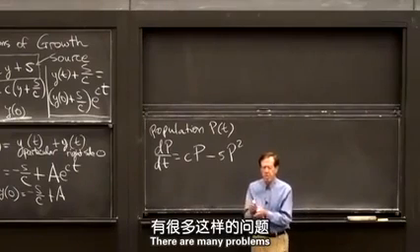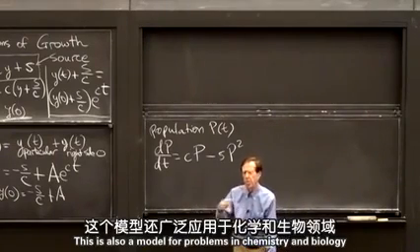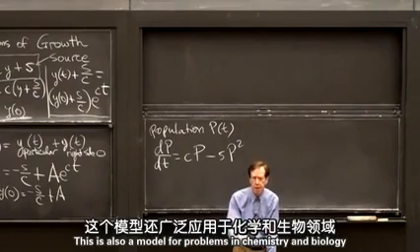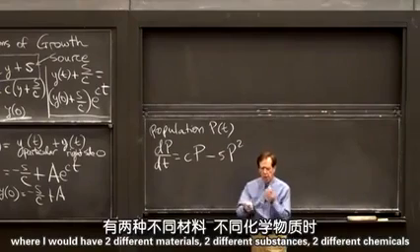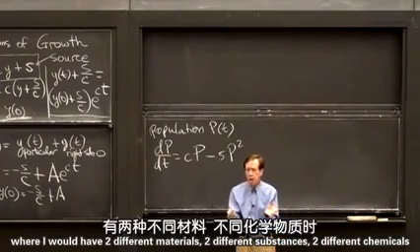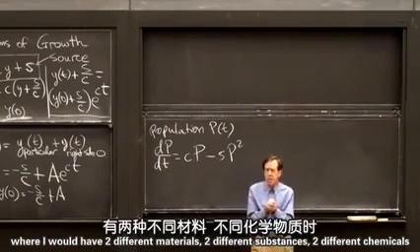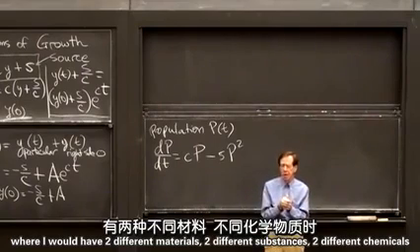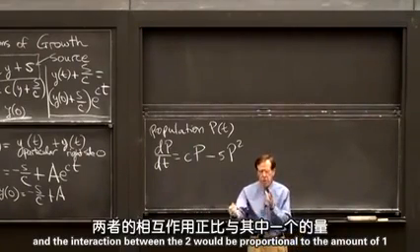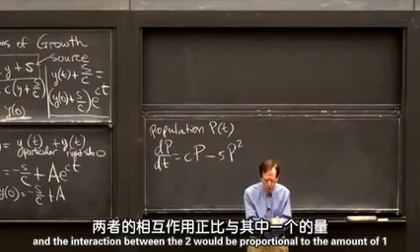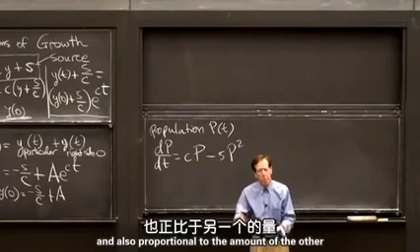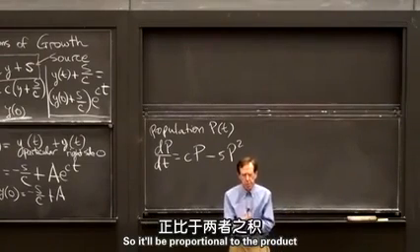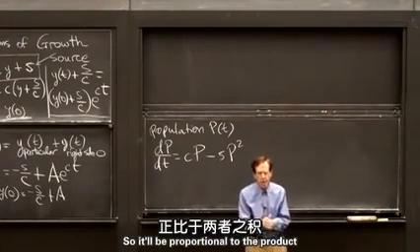There are many problems like this. This is also a model for problems in chemistry and biology. Mass action, it would be called in chemistry, where I would have two different substances, two different chemicals, and the interaction between the two would be proportional to the amount of one, and also proportional to the amount of the other, so it'll be proportional to the product.